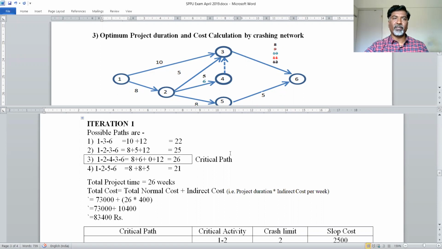Now we have to identify the project duration and cost that is expected when you crash the network. So you have to draw the same network that you have drawn to identify the critical path, and you have to use only the cost value, or you can say time values that are given. So here I have drawn the network. Then the first iteration we are doing for crashing the network.